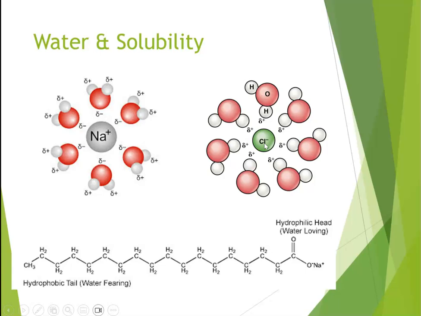The chloride ion, which is negatively charged, the water orients itself so that all the partially positive ends of the water molecule are oriented toward the chloride, and that forms a little cage, and then that whole thing just goes off and gets dissolved in water.